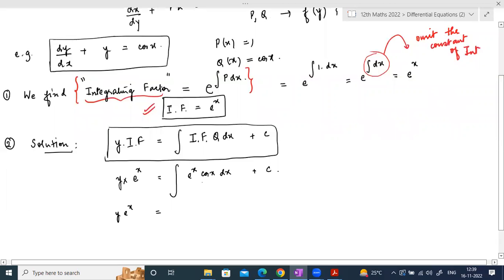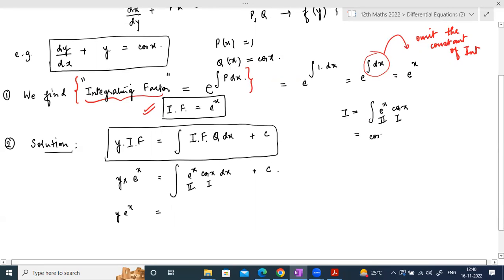Now, to solve such an integral, we will have to use integration by parts. So cos x will become the first function, and e to the power x will become the second function. Let's do it separately. Let's consider I is equal to the integral of e to the power x cos x dx. And let's apply integration by parts. Cos x is the first function, e to the power x is the second function.